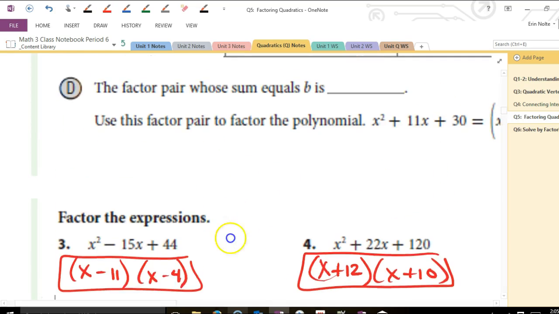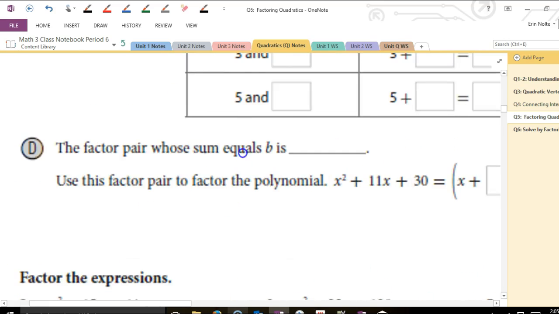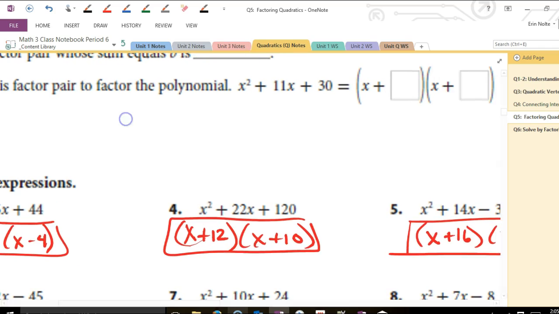Okay, let's see. Where's number 2? Okay, ready? Oh, hold on. There we go. It doesn't have a number, but we're going to do this one.